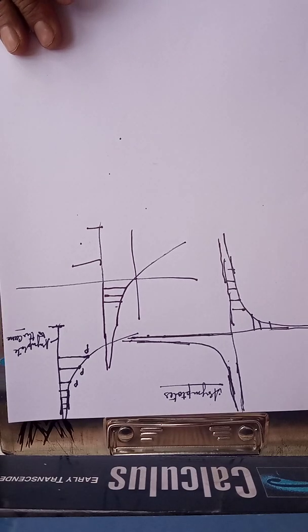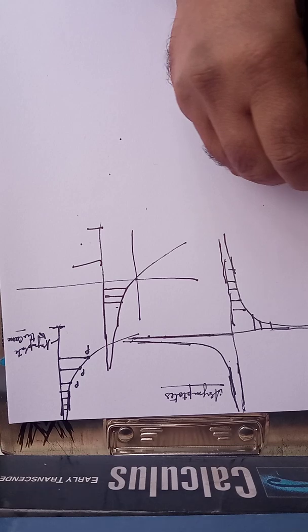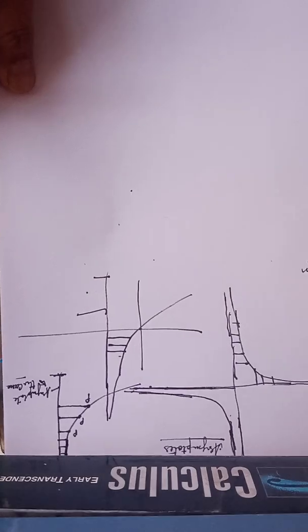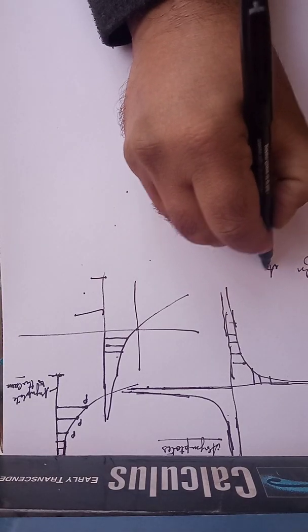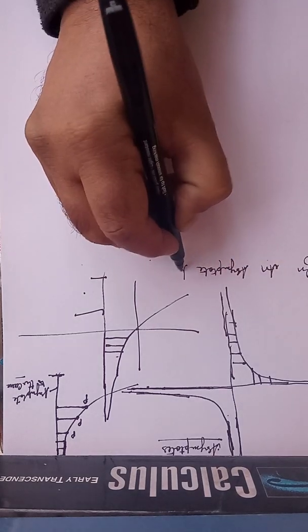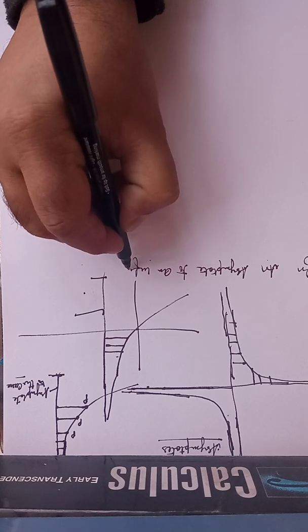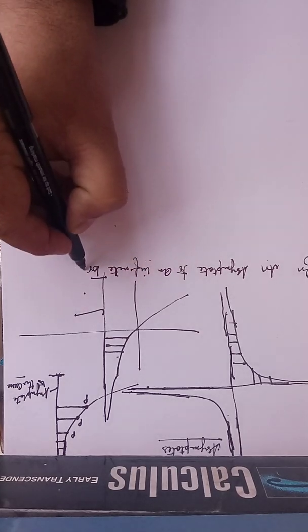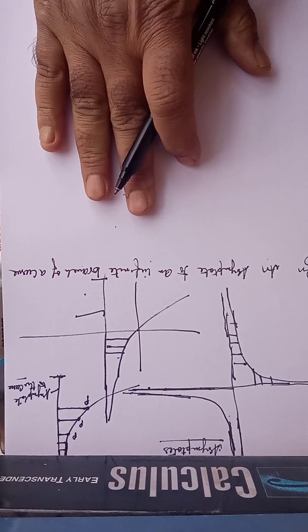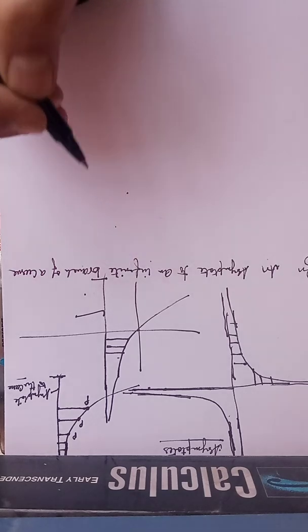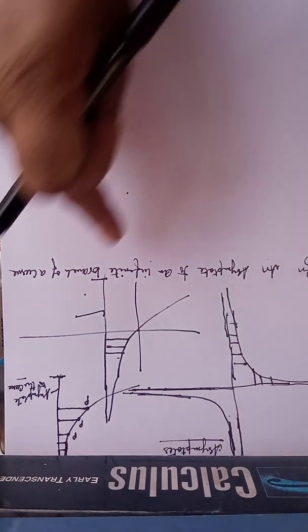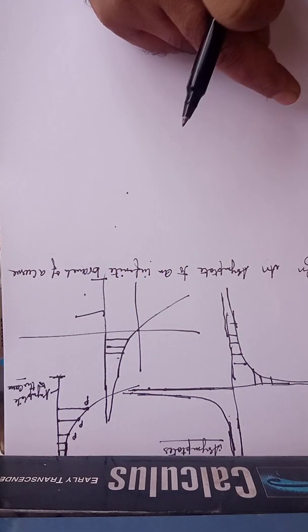Okay, so let me define the definition. The definition is that an asymptote to an infinite branch of a curve. Infinite branch. Why infinite branch? Because we say that it is tangent to the curve at infinity. So the branch must, or the point must, go towards infinity along the branch.